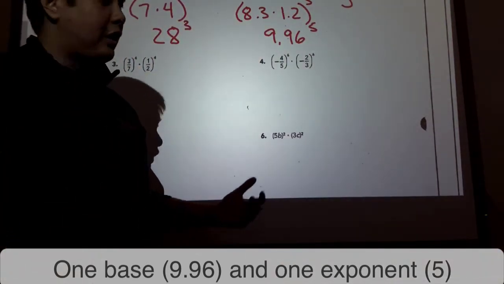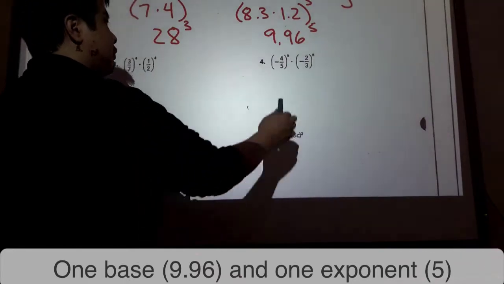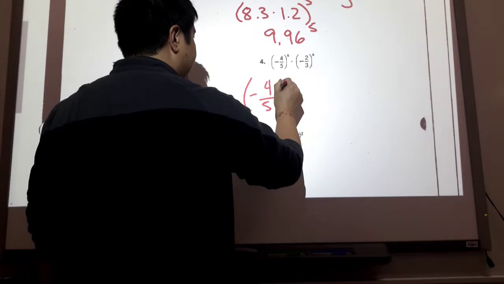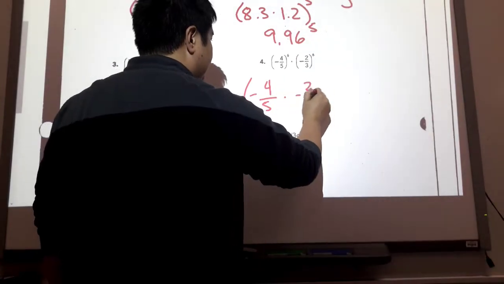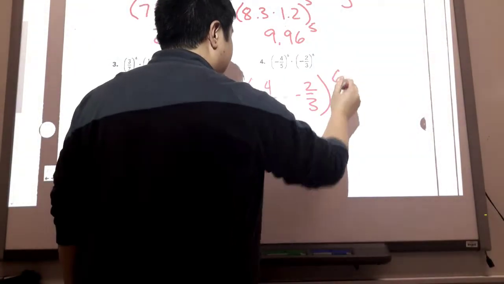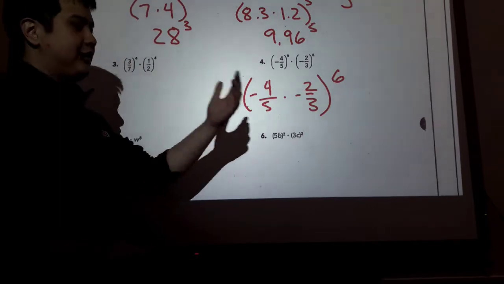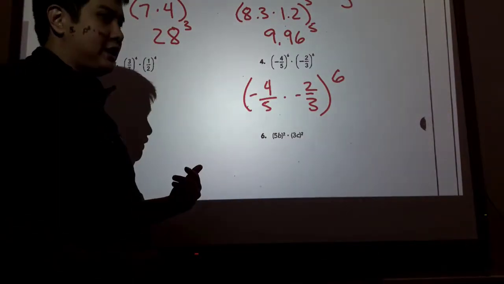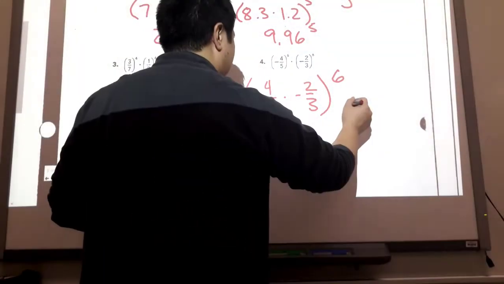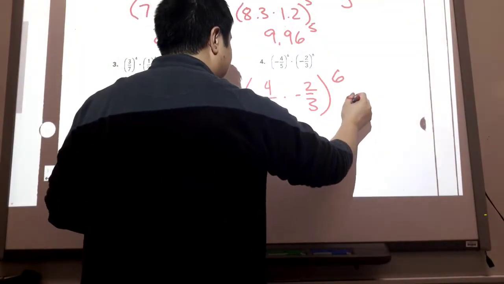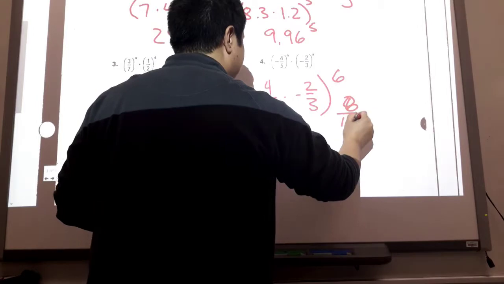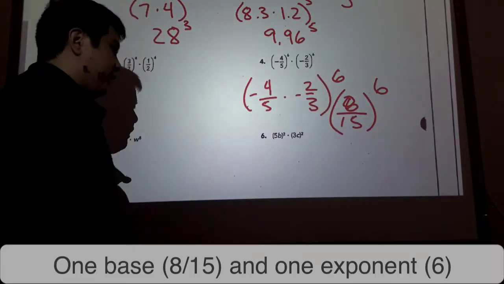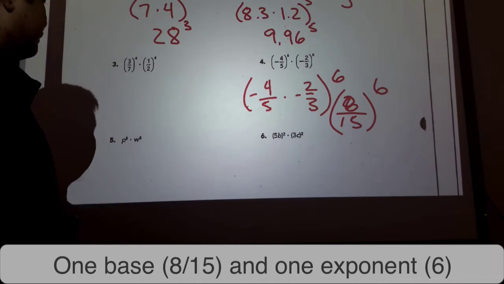Both of these are taken to the 6th power, so we can take their bases. Negative 4/5 times negative 2/3, to the 6th power. A negative times a negative is a positive. We have 4 and 2, 5 and 3. There's no cross canceling that can happen. So we have 8/15 to the 6th power as our final answer for that one.